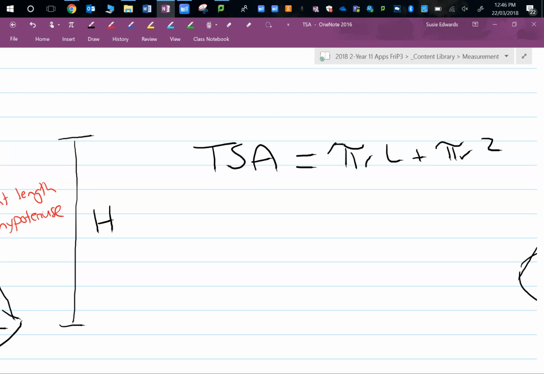Why do you reckon it has pi r squared there? Because that's the base, okay? So this is the base of, and this is the cone part. Yes.